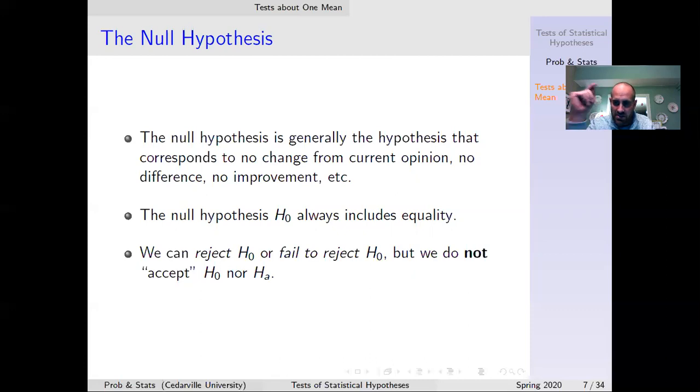And we're going to say, look, this is how we're always going to proceed. Because it turns out that when we do our computation, we are always going to assume the null hypothesis and work from there. Okay, so I already kind of said this, but we can reject the null, or we can fail to reject the null, but we do not accept the null or the alternative hypothesis. Okay, we don't ever say accept. We either reject the null, and we kind of start to think that the alternative hypothesis is more likely to be true, or we fail to reject the null. Okay.